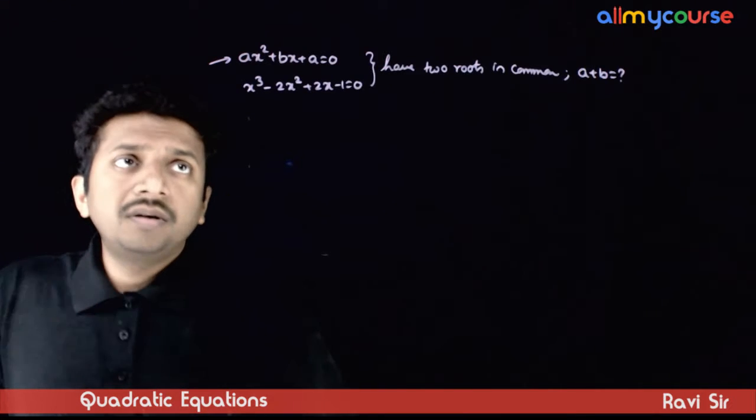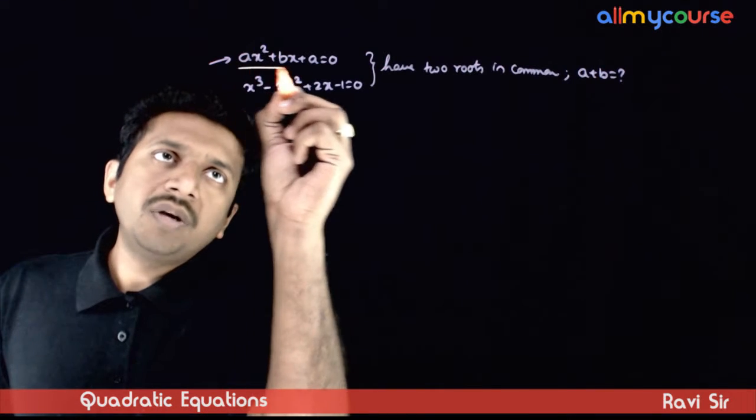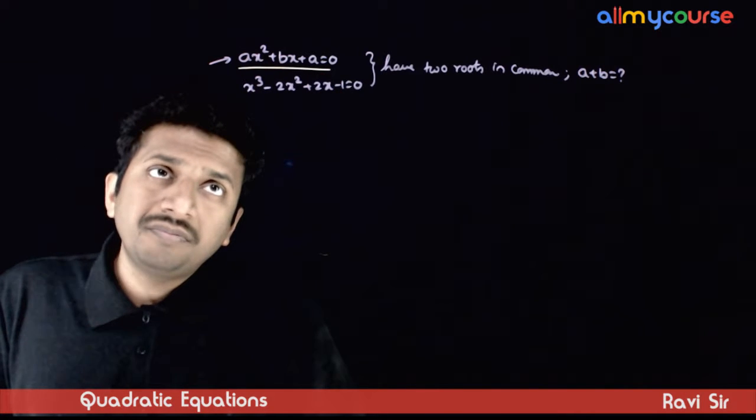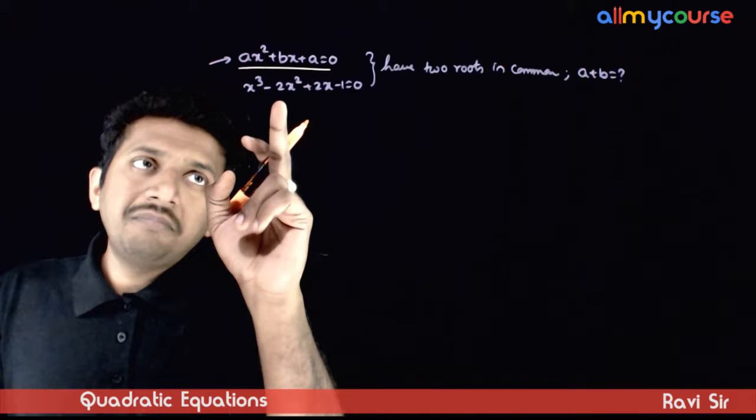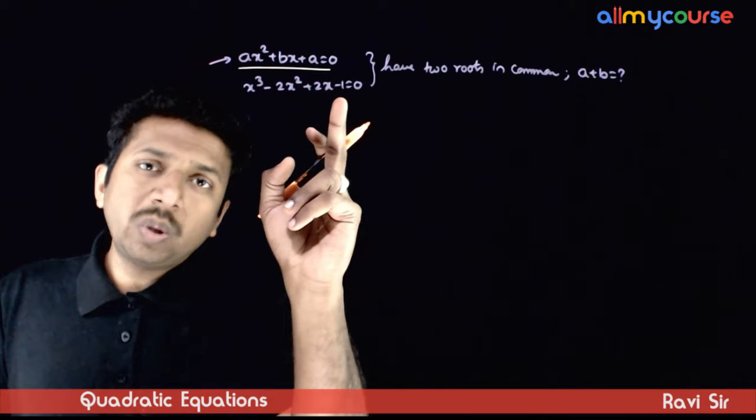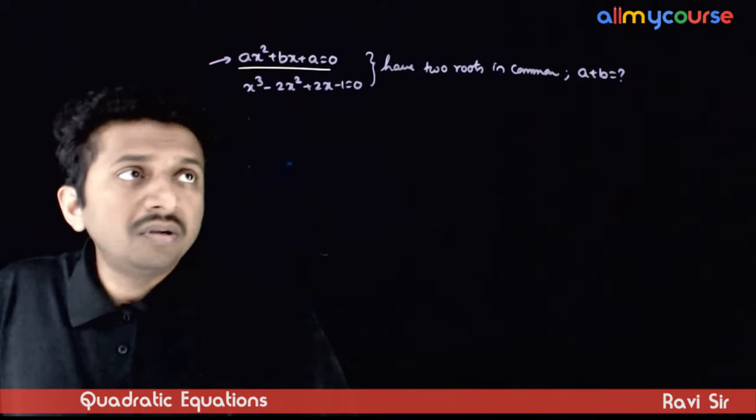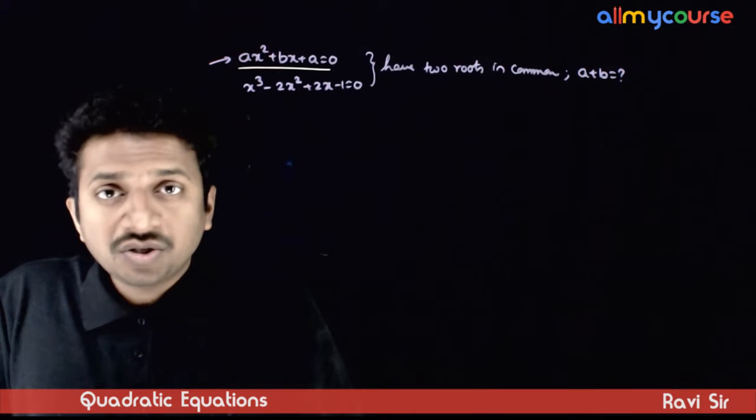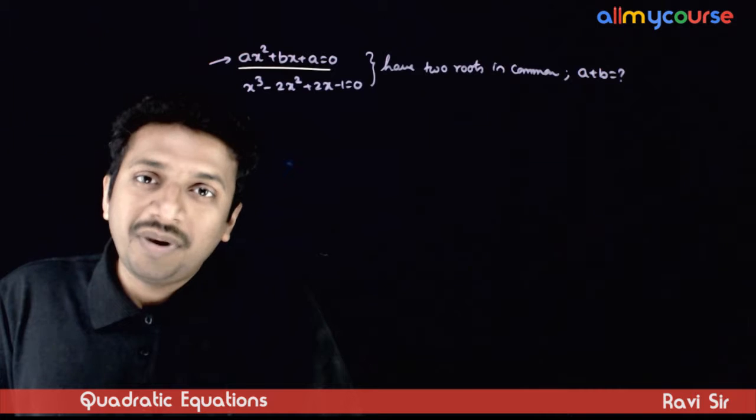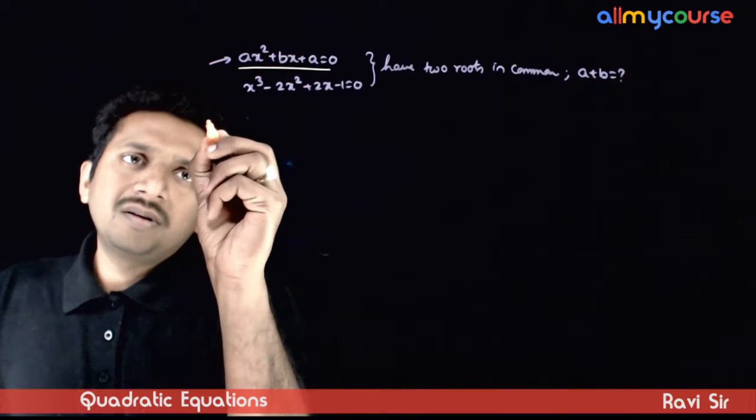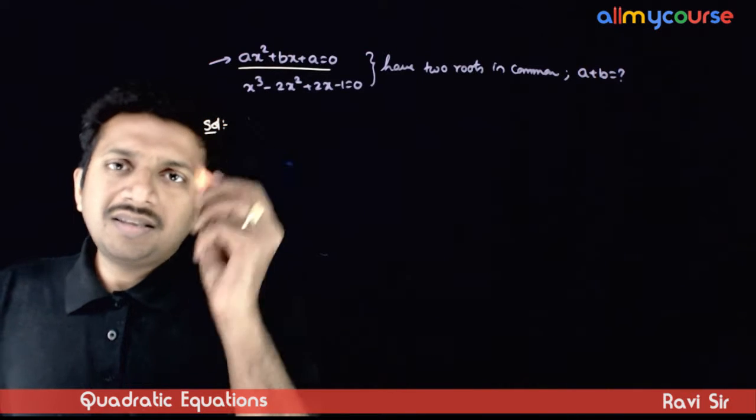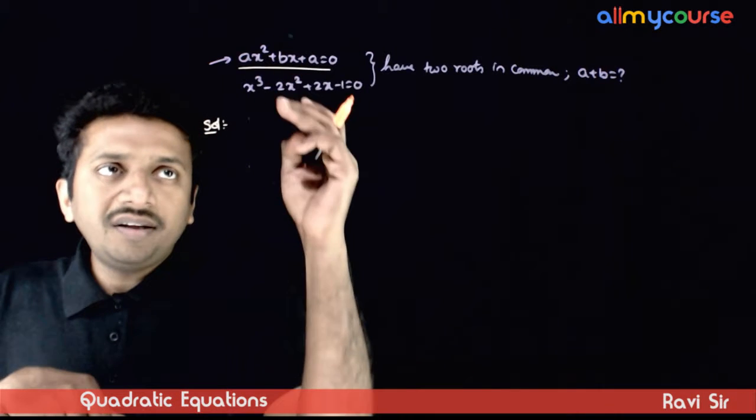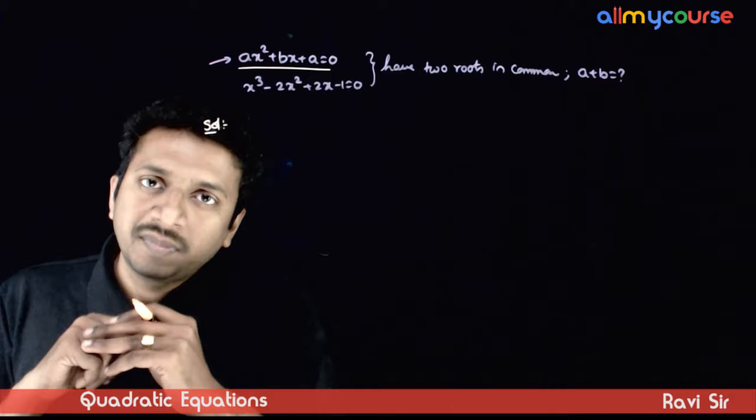In this question, you're given that the quadratic equation ax² + bx + a = 0 and x³ − 2x² + 2x − 1 = 0 have two roots in common. If that is so, what is a + b? So this is a slightly different question where you have a quadratic and a cubic.